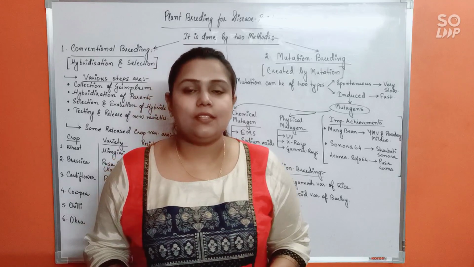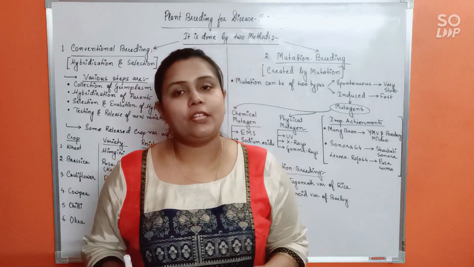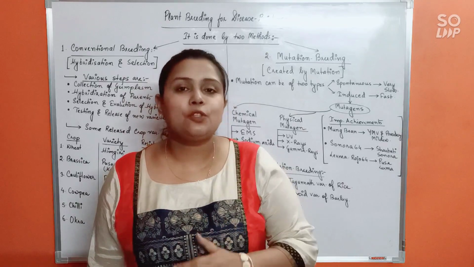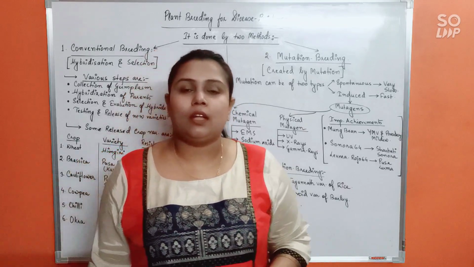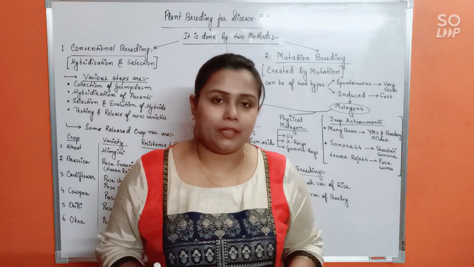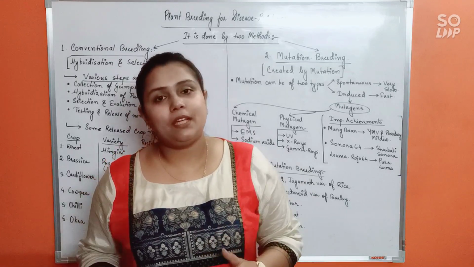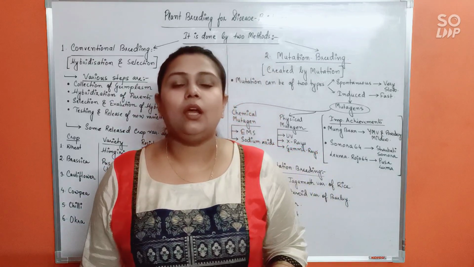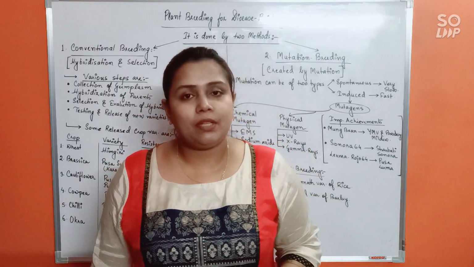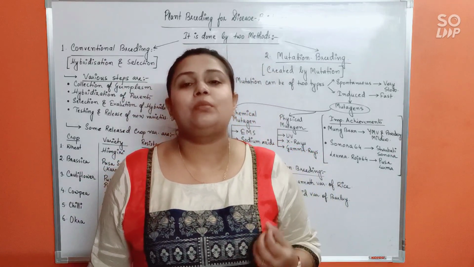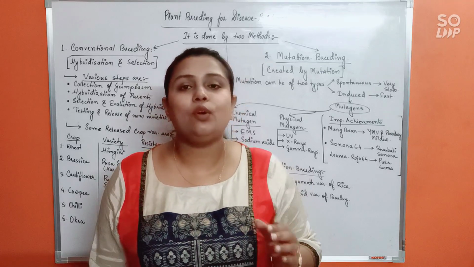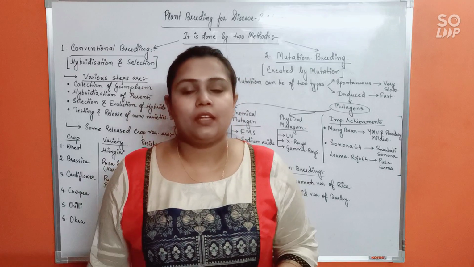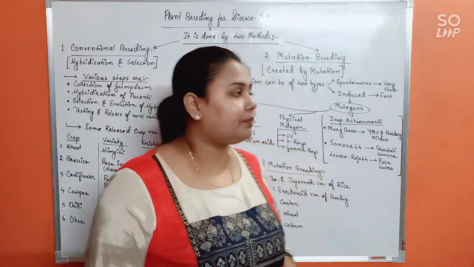Now let us discuss how exactly plant breeding for disease resistance can be done. It can be done by two methods. One is the conventional method, that is by hybridization and selection. The other method is called mutation breeding. That means how we can introduce some disease resistant genes in the host with the help of mutations. So let's see both the methods.